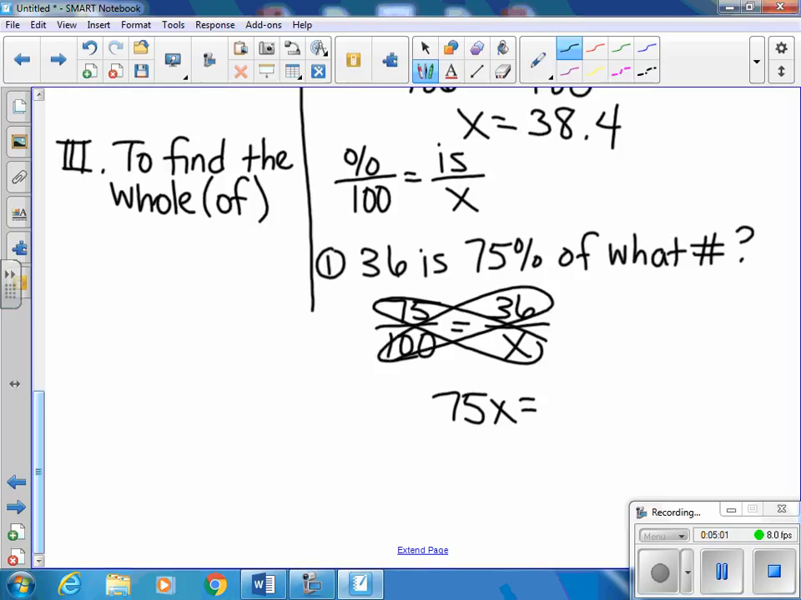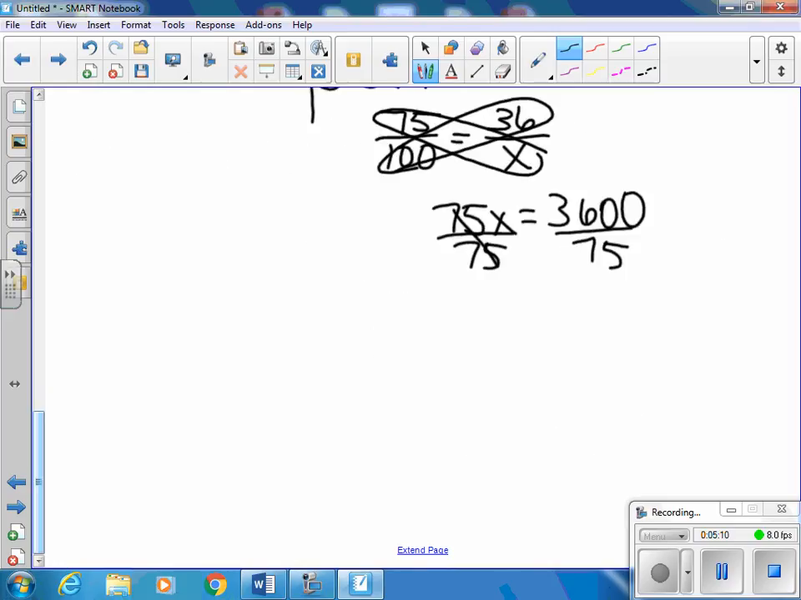Go the other way. 36 times 100 is 3,600. Then divide by the 75 to get rid of it. And after doing that, you should come up with x equals 48. And again, there's no units to put because it wasn't a word problem that required any.